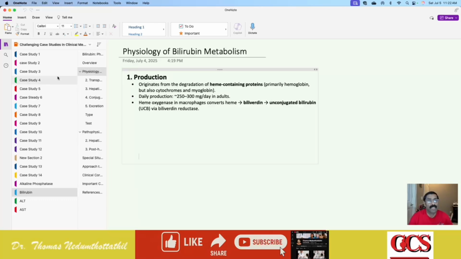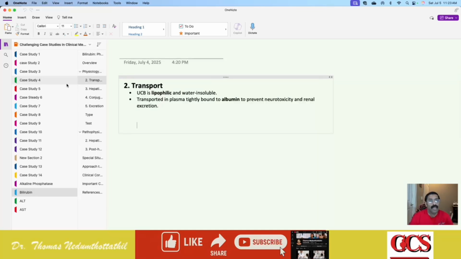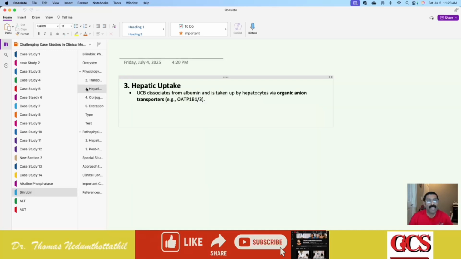Physiology of bilirubin metabolism. Bilirubin originates from the degradation of heme-containing proteins, mainly hemoglobin, but also to a certain extent cytochromes, myoglobin, catalases, and peroxidases. Daily production averages approximately 250 to 300 mg per day in adults. Heme oxygenase in macrophages converts heme to biliverdin, which is then converted to unconjugated bilirubin via biliverdin reductase. Transport of bilirubin. Unconjugated bilirubin is lipophilic and water insoluble, transported in plasma tightly bound to albumin to prevent neurotoxicity and renal excretion.